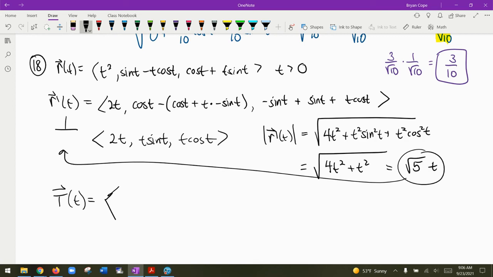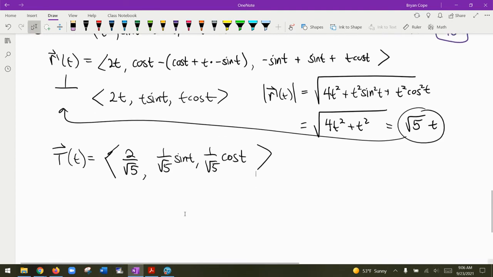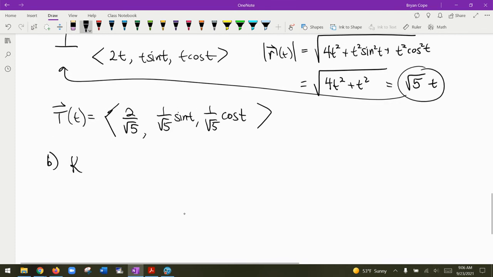So we would have, sorry, I need a minute to think here. 2 over root 5, that's our first term. Then 1 over root 5 sine t, and 1 over root 5 cosine t. All right, that's part A. We did the unit tangent vector. We're going to not do the unit normal vector, and we are going to do curvature. Okay. So for part B, curvature, we need T prime.